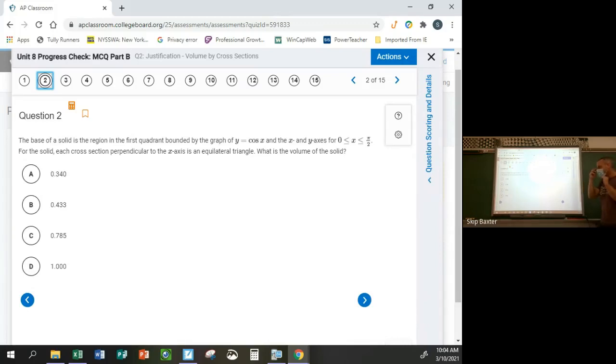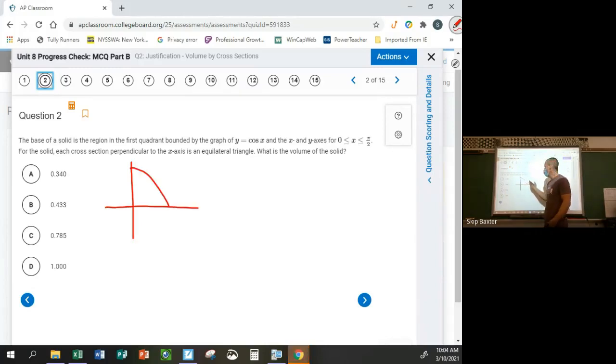The base of a solid is the region in the first quadrant bounded by the graph of y equals cosine x and the x and y axes, from 0 to pi over 2. So it's just this thing right here. That's what cosine looks like in the first quadrant. For each cross-section perpendicular to the x-axis, you have an equilateral triangle. This is like the hardest situation, I think, in terms of known cross-sections: calculating the area of an equilateral triangle.